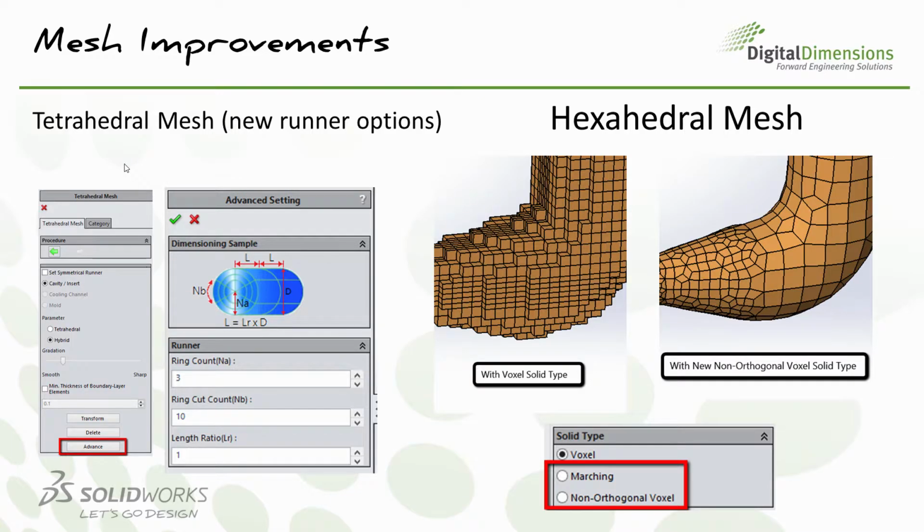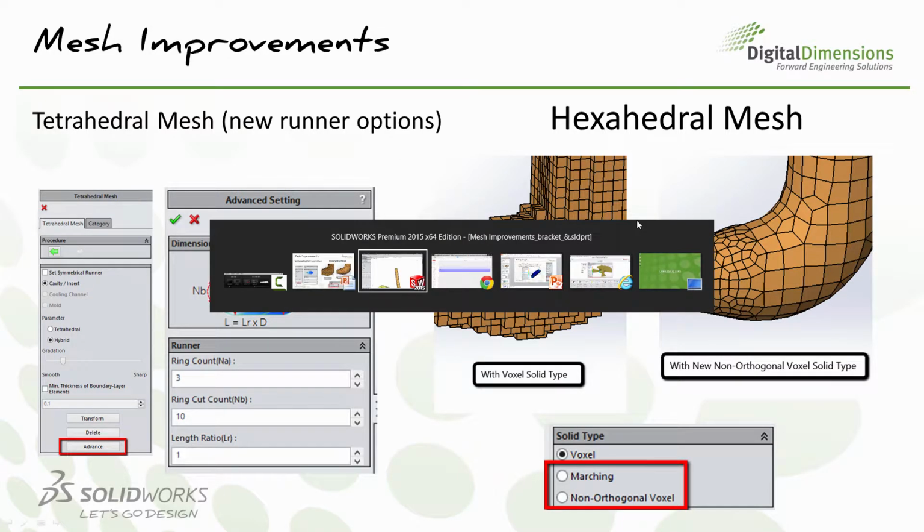Next, let's talk about an enhancement with particularly the hexahedral mesh element types. We have some new functionality that will allow us to conform to the surface geometry of models using the voxel mesh type, like you can see here in our screenshot. Let's go check that out.